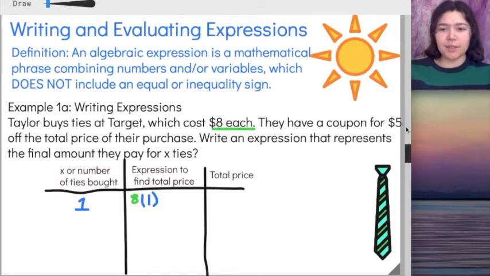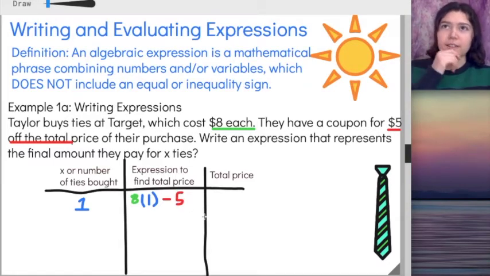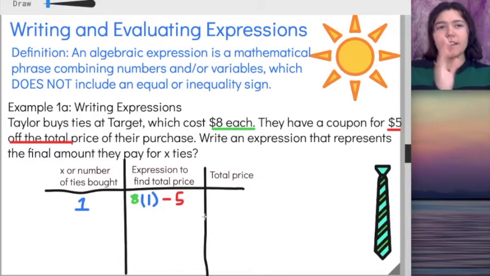And then what's happening when they have a coupon that's $5 off? If you take $5 off a price, what operation would that be when you're taking something away? Addition, subtraction, multiplication, or division? Yeah, it's going to be subtraction. When you're taking away $5 off the price, you're subtracting it away. So I'm just going to subtract 5, and that should give me my total price. 8 times 1 minus 5. What's 8 minus 5? Yep, 8 minus 5 is 3.